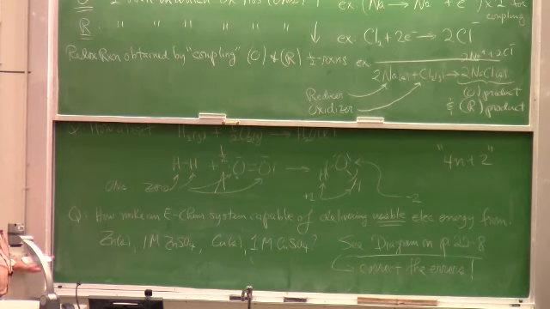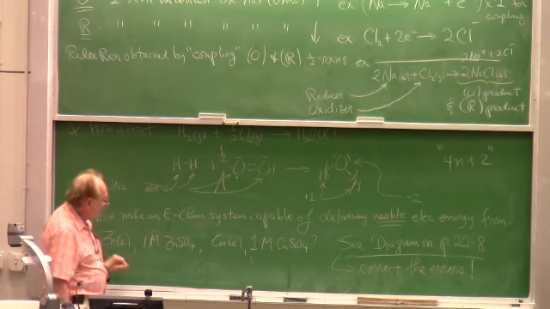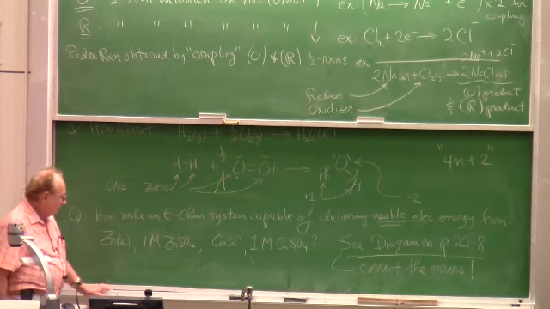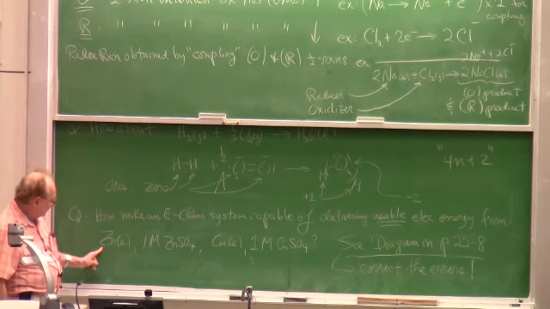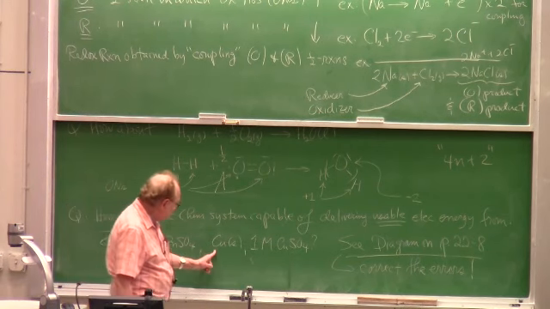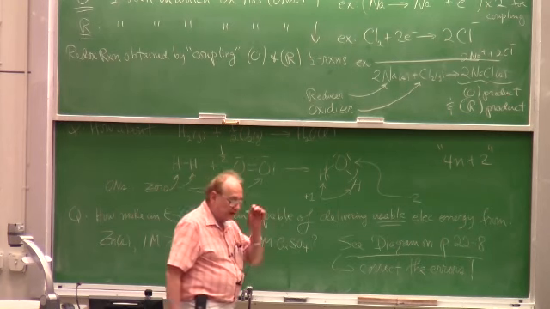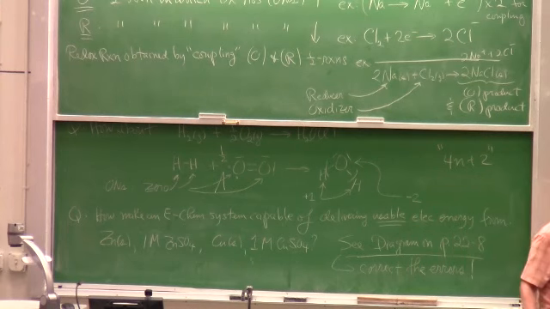Let's get on with this electrochemistry stuff. How can we make an electrochemical system which is capable of delivering usable electrical energy from zinc solid, zinc metal, 1 molar zinc sulfate solution, copper solid, copper metal, and 1 molar copper sulfate solution? Question, do you recall doing stuff just like this in 2045 lab?